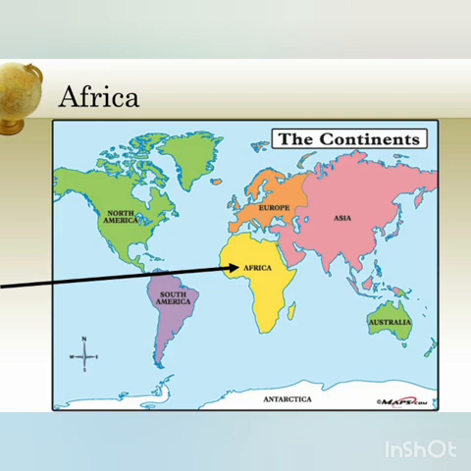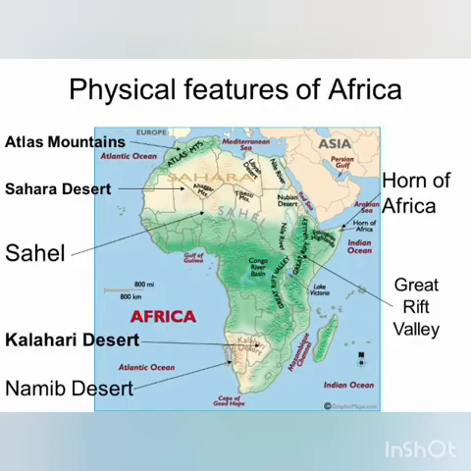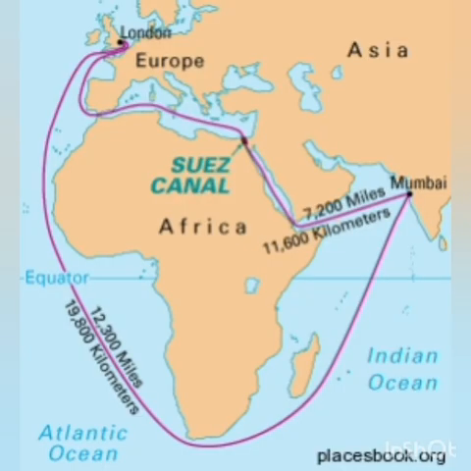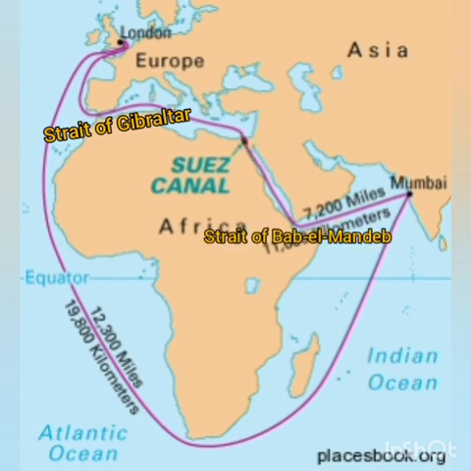It is the second largest continent in the world. It is surrounded by the Mediterranean Sea in the north, the Red Sea in the northeast, the Indian Ocean in the east and the Atlantic Ocean in the west. Africa almost touches Europe and Asia at the Strait of Gibraltar. Then there is the Suez Canal and the Strait of Bab el Mandeb. So at these 3 points, it almost touches Asia and Europe.